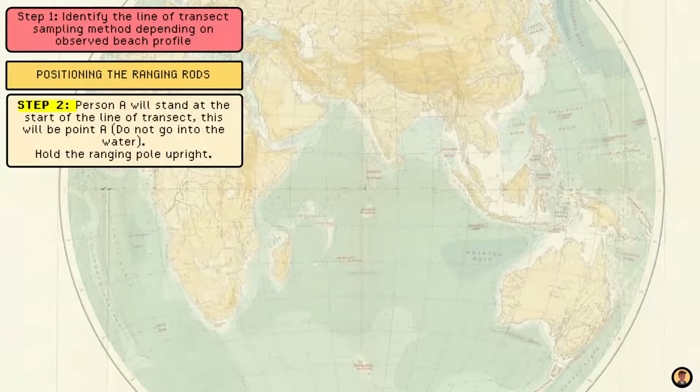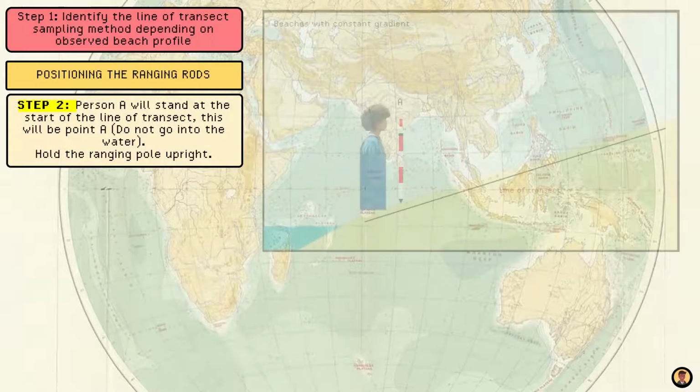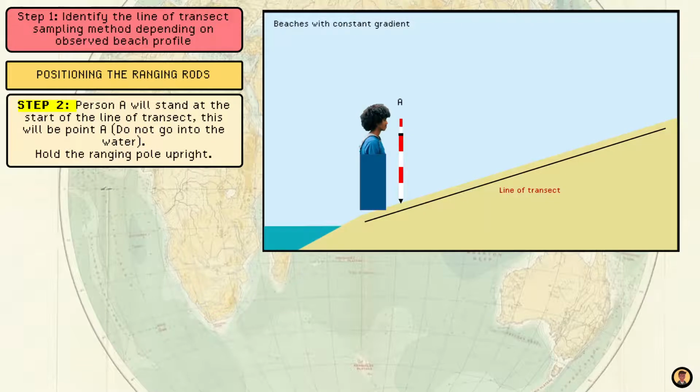Okay, so firstly, after you've identified the line of transect and your sampling method in step 1, what you need to do is: person A, which is one person from your group, will stand at the start of the line of transect. So basically where you want to start measuring. Okay, so this will be point A. Remember, do not go into the water. You're just trying to track the beach profile.